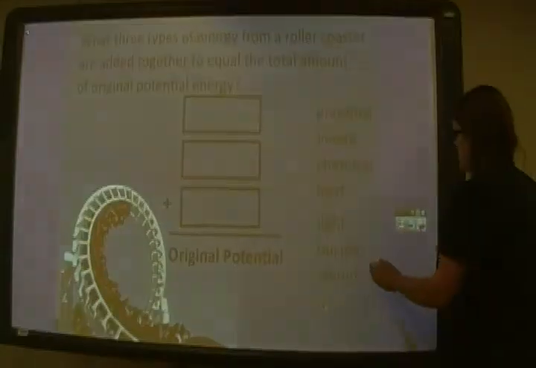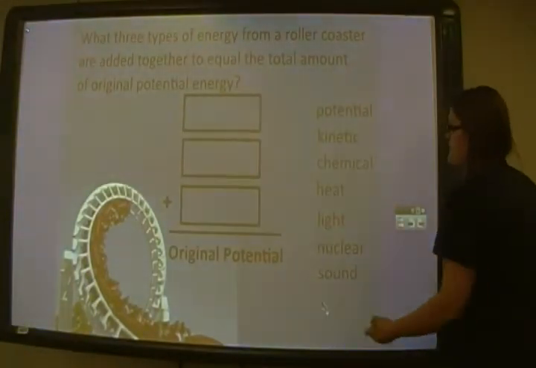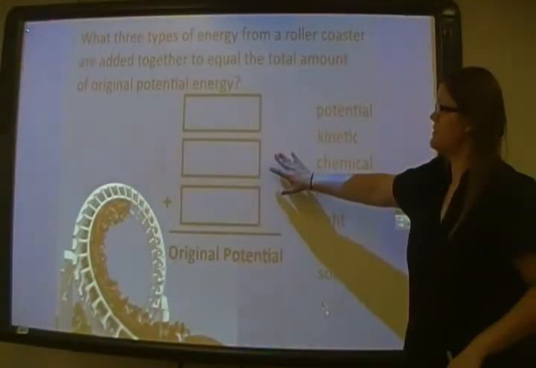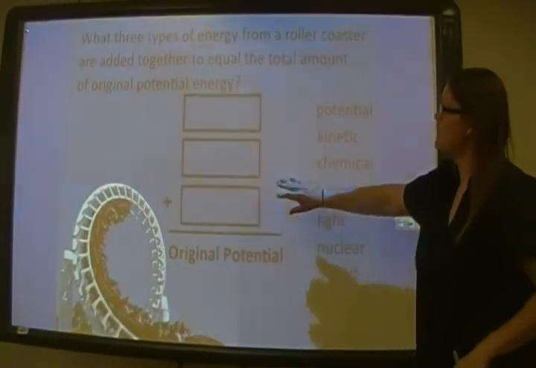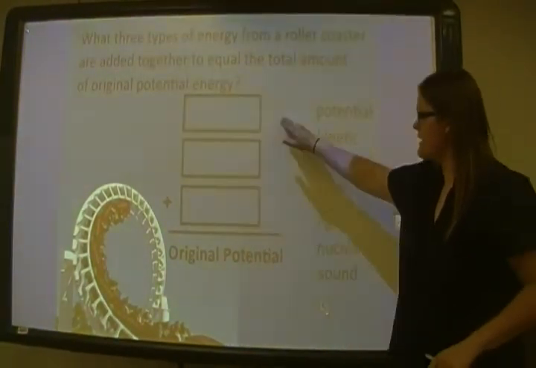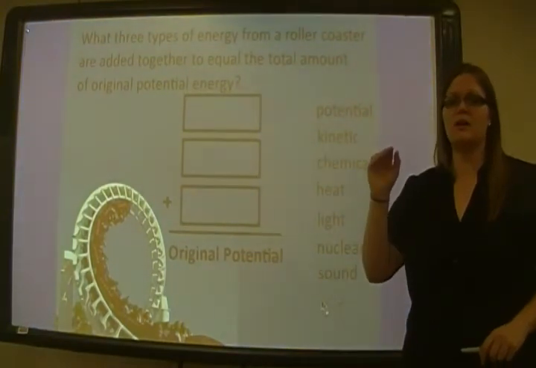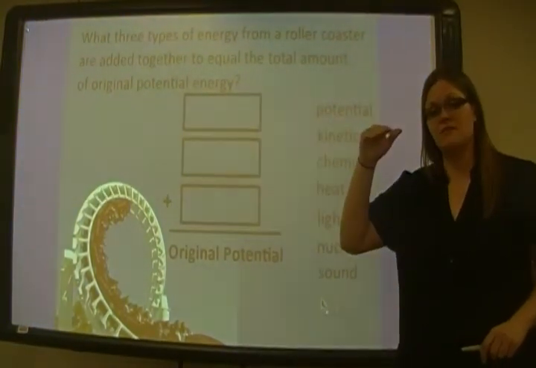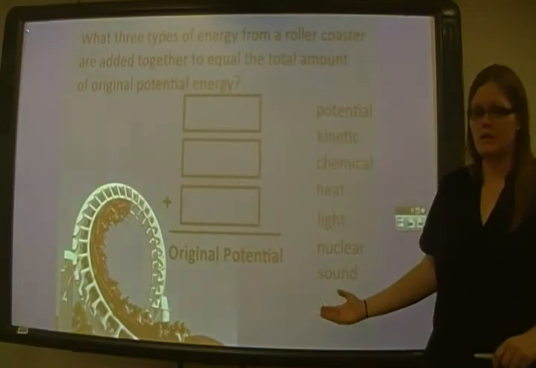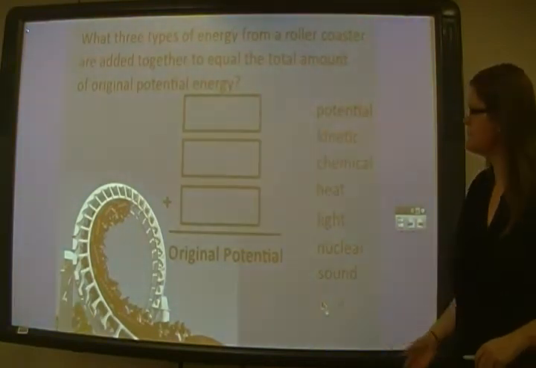Here we have another example of a roller coaster energy system. Three types of energy will add together to equal the original amount of potential energy that the roller coaster has at the top of its first hill. Pause the video to make your own prediction.